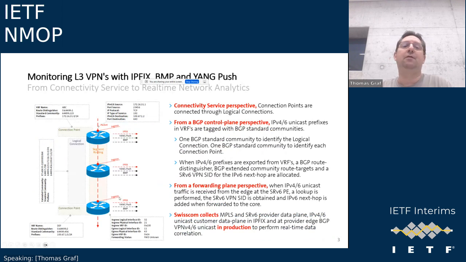So just to briefly explain, we have layer 3 VPN connectivity services across a segment routing domain. We model from a service intent the layer 3 VPN in a so-called logical connection, which is the VPN, and connection points, which are the VPN endpoints. On each node, on the provider edge and also on the P nodes, we are exporting BMP and IPFIX and performing real-time correlation among IPFIX and BMP, and the anomaly detection system is then verifying the VPN connectivity service from different angles, and I will go into detail on that.